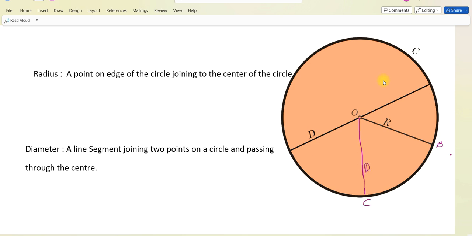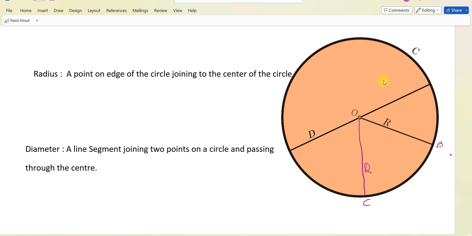So you can draw a radius from the center of the circle to any point on the edge of the circle. The distance between the center of the circle and a point on the edge of the circle is called a radius. Now let us understand what a diameter is.